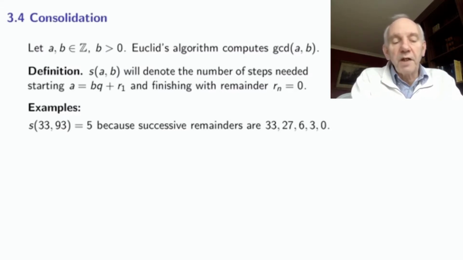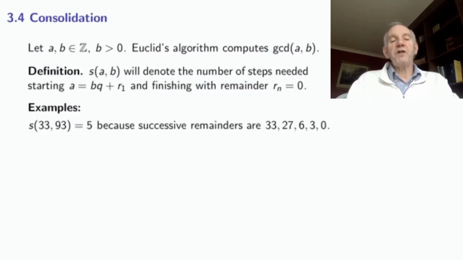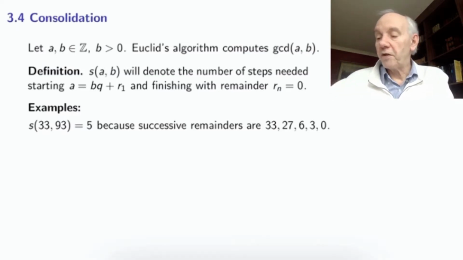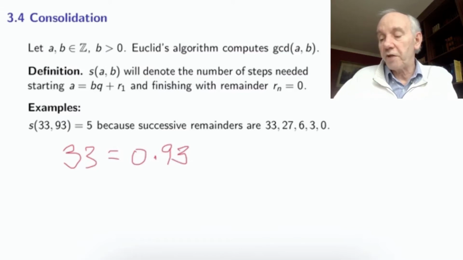And there's a slight twist here, because last time it's normal to take the biggest number first, 93. So you'd start with a equal to 93 and b equal to 33. But it doesn't really matter if you reverse them, because if you reverse them, the first step is going to involve starting with, in this case, 33, and then we try and divide that by 93. Well, of course, 93 doesn't go into 33, so we have to take the quotient to be 0 times 93, and then the remainder is, of course, 33.